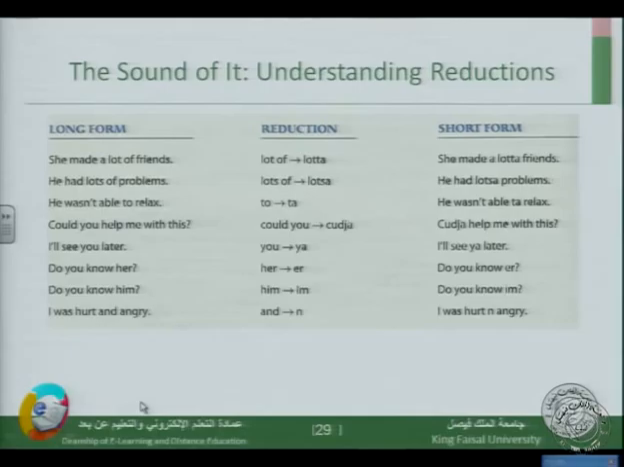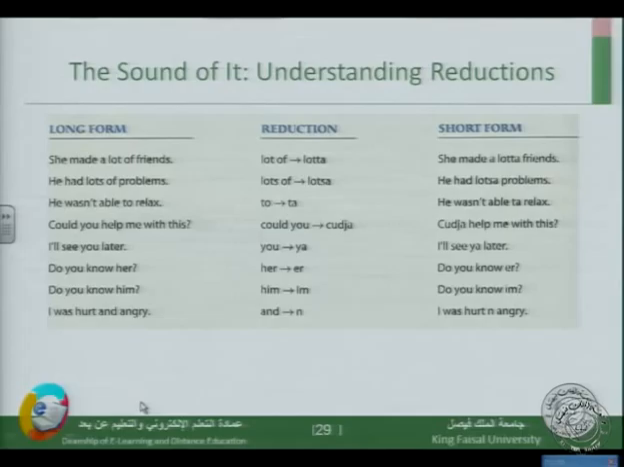And finally, in the last six classes, we have talked about some new reductions that we need to pay attention to when we speak English, and I want you to understand and memorize all of these reductions. With a long form, we say right here, she made a lot of her friends. But in spoken English, she made a lot of friends. Two, he had lots of a problem. The short form, he had lots of problems. He wasn't able to relax.